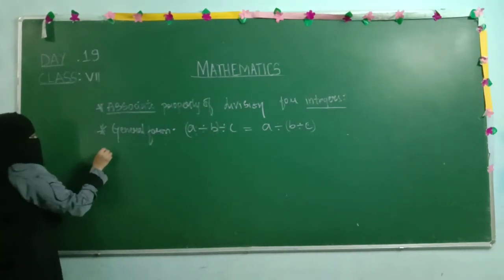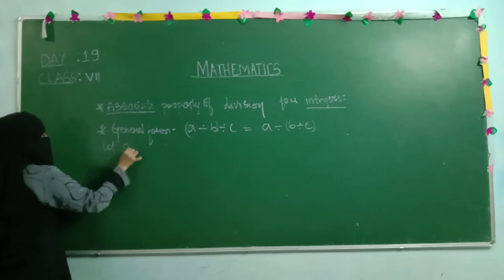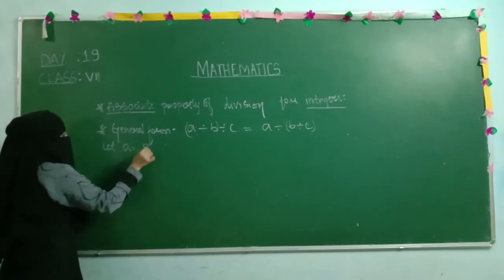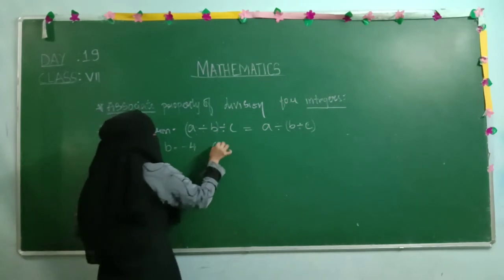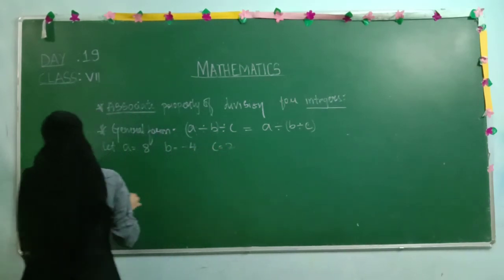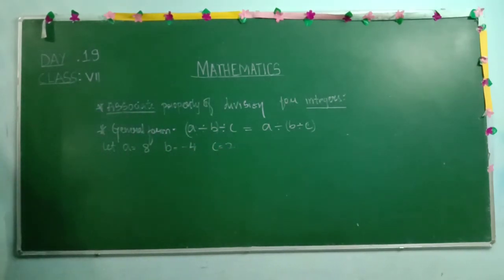We need to take our own values. So let A equal 8, B equal minus 4, C equal 2. Okay, these are the numbers I have taken. You can choose any numbers of your own from the set of integers. Then you need to verify. Okay?